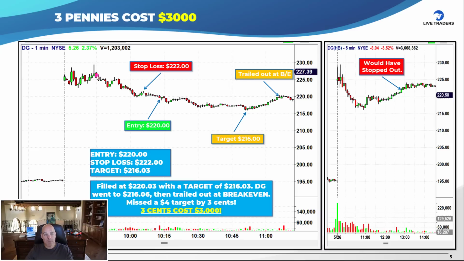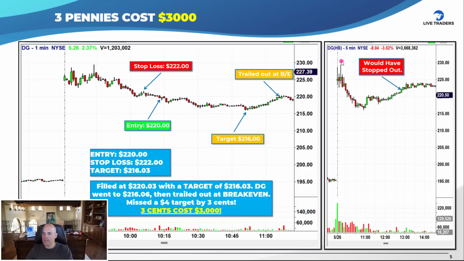So I missed the first entry, which was the best entry, right? The first entry was right here. In fact, if I make a little picture of this, the best entry on this was really right about there, right? That was the entry I should have taken right here, right around 222. But I didn't see it. I missed it, so it's gone. So we're not looking at that right now.